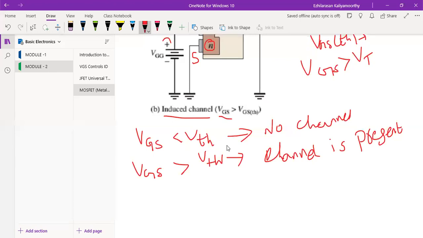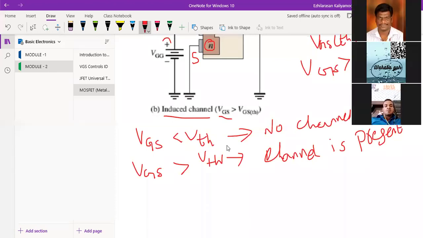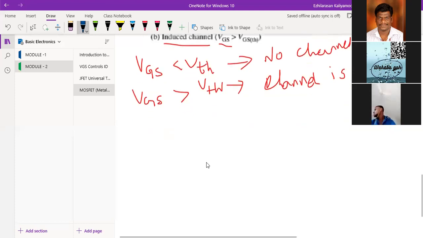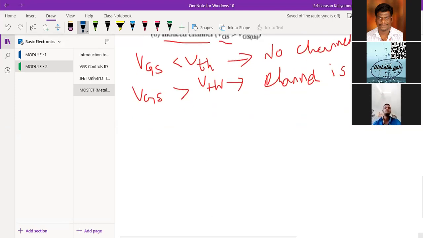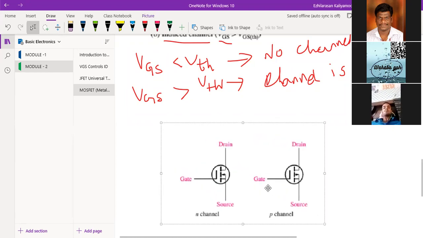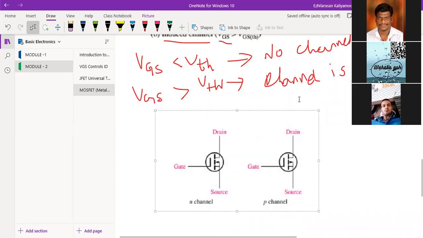Next, here you can see this is the N channel I mentioned. Now what will be the symbols? You should know the symbols for the N channel and P channel MOSFET. The symbols look like this. I will show the symbol. See, this is the symbol for the MOSFET, for N channel and P channel.